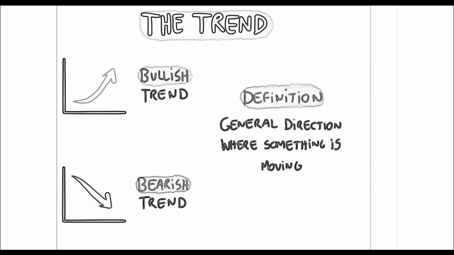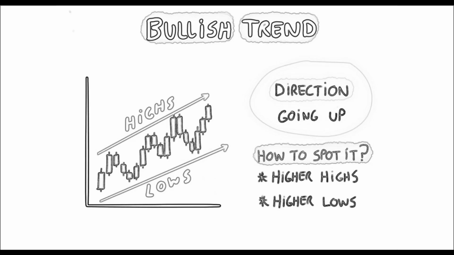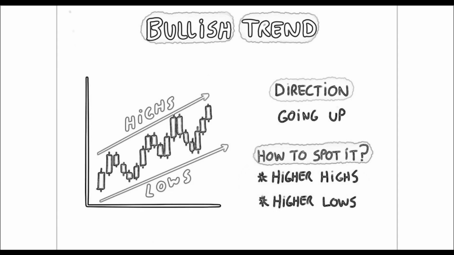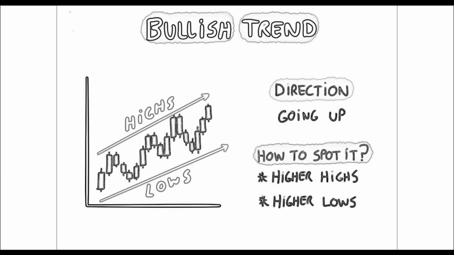Now let's look at them in more detail. The bullish trend is going up, and we spot it by higher highs and higher lows. What do I mean by this? Look, if this is our chart, it's moving like this. We can see these are the highest points, and they're getting higher every time. So, first condition met: higher highs.